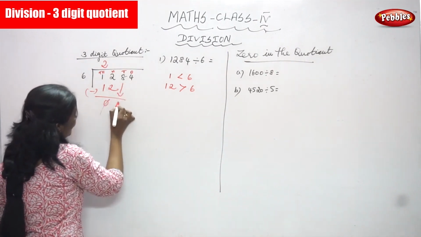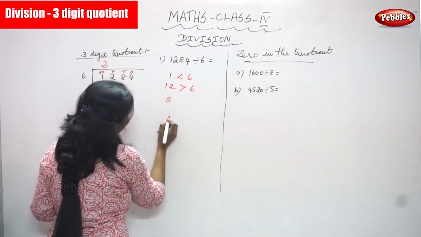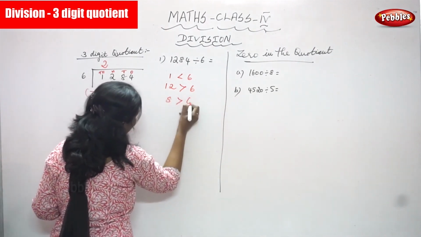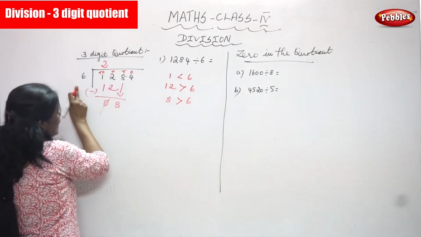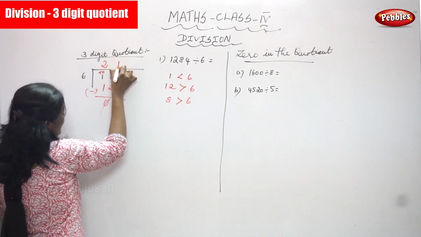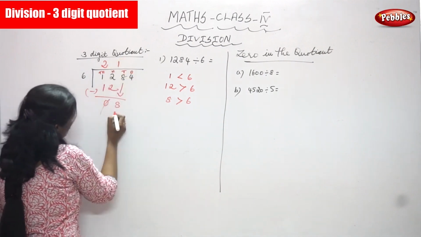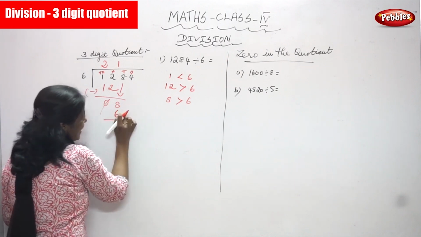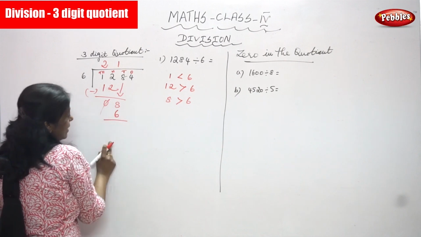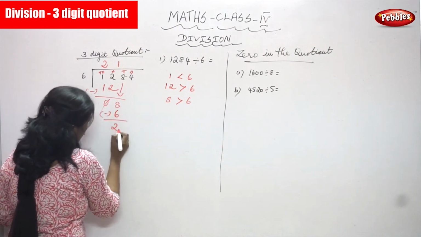Next you have to bring down the 8. Compare 8 and 6. 8 is greater than 6. In 8, how many times does 6 go? 6 1s are 6. You must write 1 in the quotient place, and write the 6 below the 8. It is closest to 8 and less than 8. So you subtract 8 minus 6, you get 2.